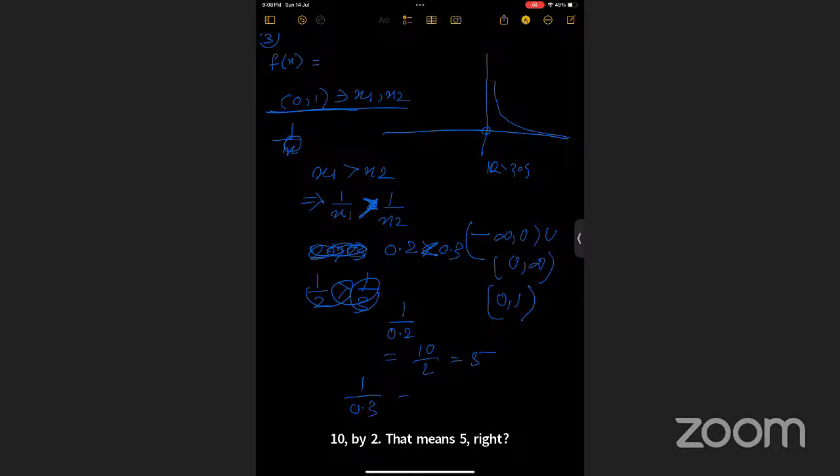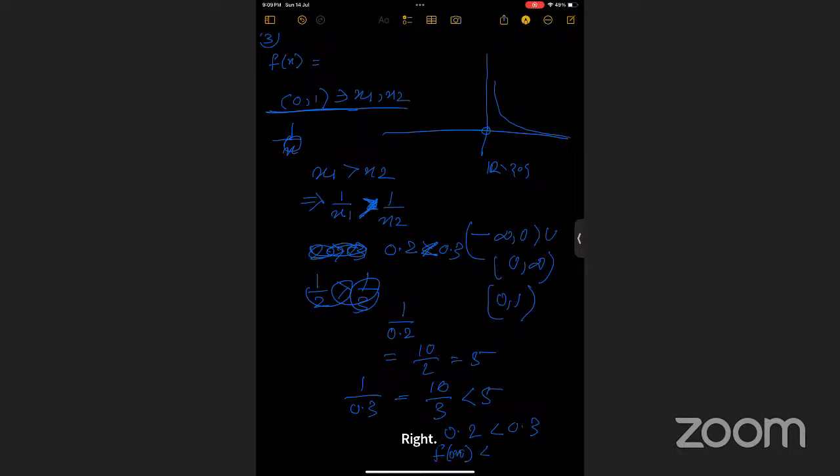This is clearly less than 5, right? Yes, ma'am. But 0.2 is less than 0.3. By seeing the graph itself, it is continuously coming down, ma'am. We don't have to take any reference.